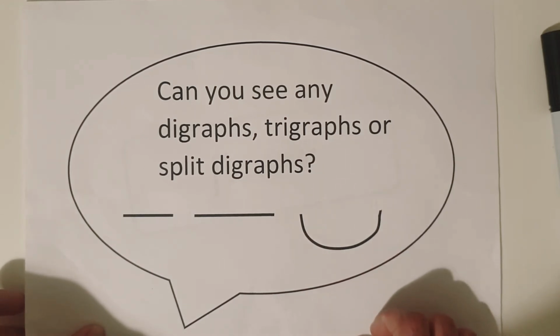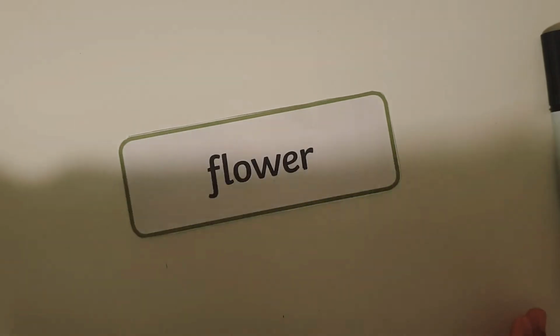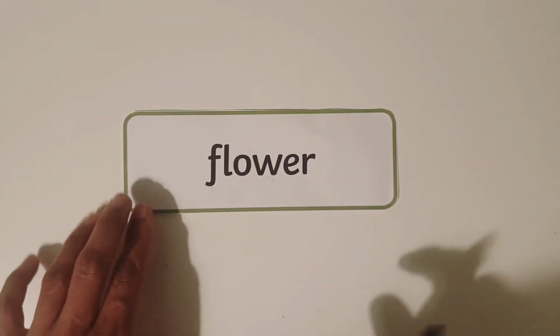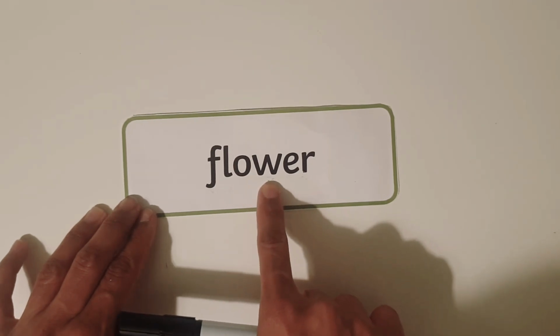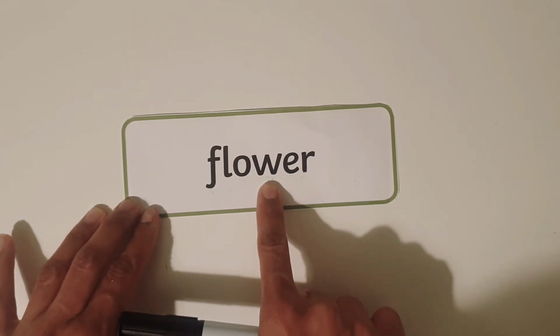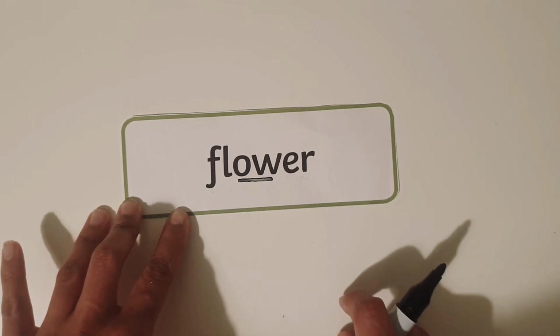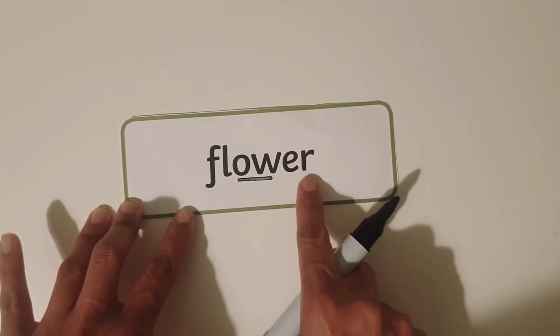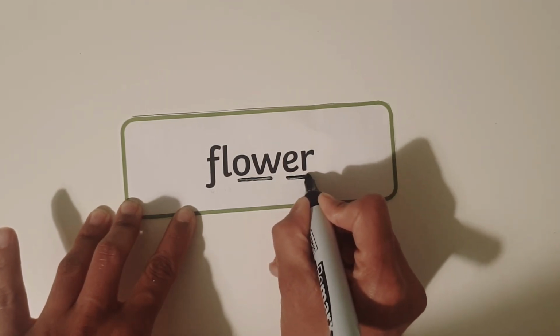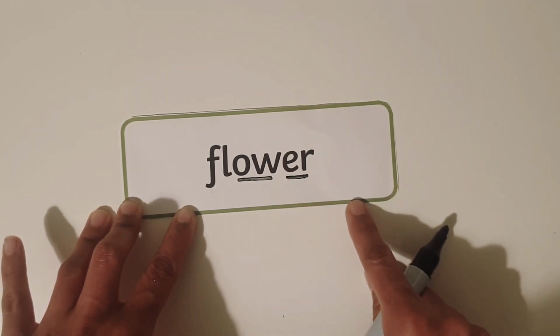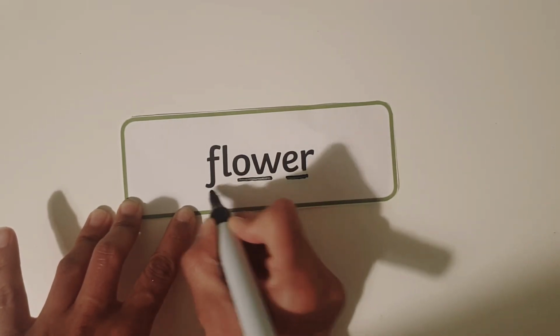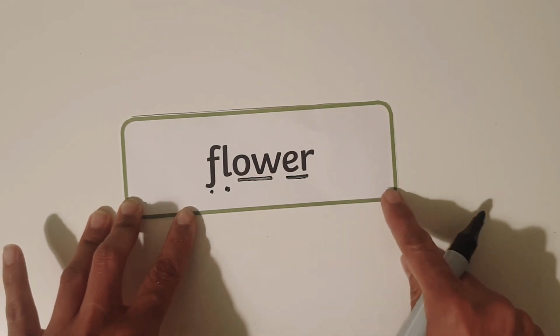Now it's really important to look for the digraphs, trigraphs and split digraphs first, as they can be really tricky to find. So if we look for them first, we're more likely to find them and make less mistakes. Right, let's have a look. Yes, I can see one here. The ow digraph. Are there any more? Yes, we've got these two letters making the digraph. I can't see any more, so these must be short, simple sound buttons.